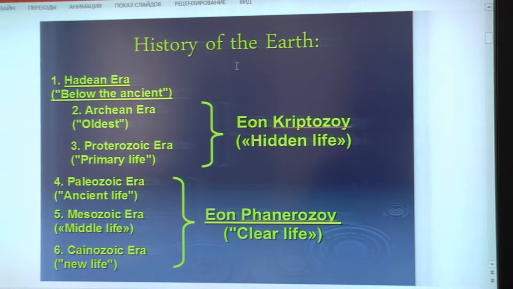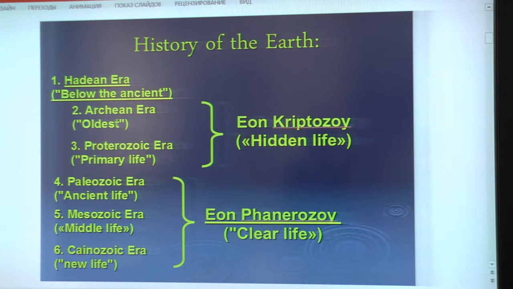So the history of the Earth, as you know, has six eras. The first is the Hadean era, which means below the ancient. The second one is the Archean era, another name for the oldest, and the third one is the Proterozoic era, or the primary life.